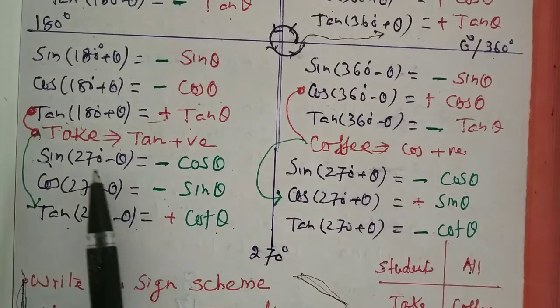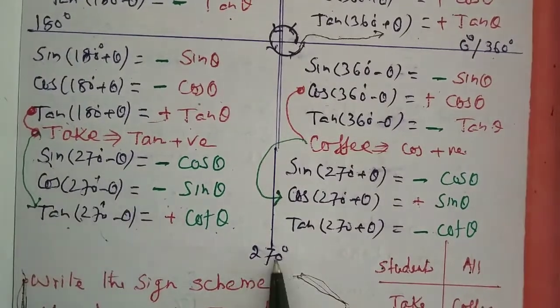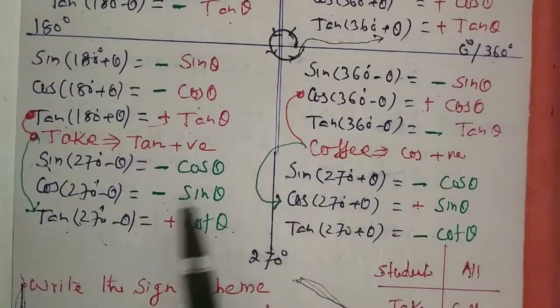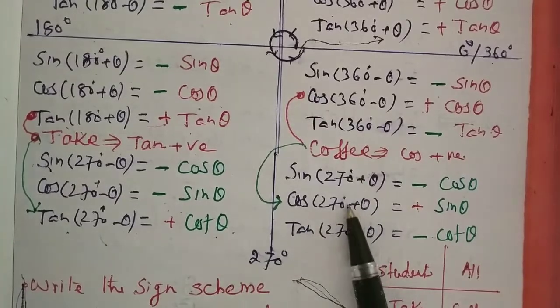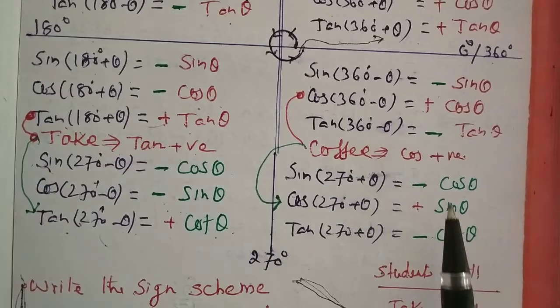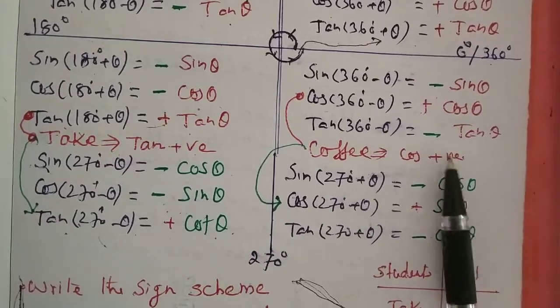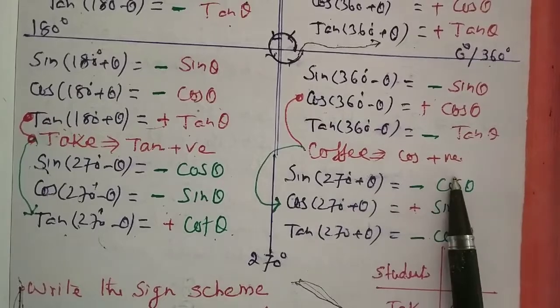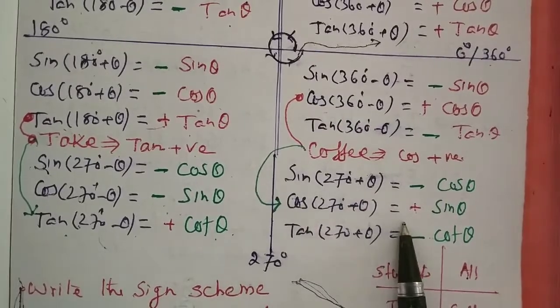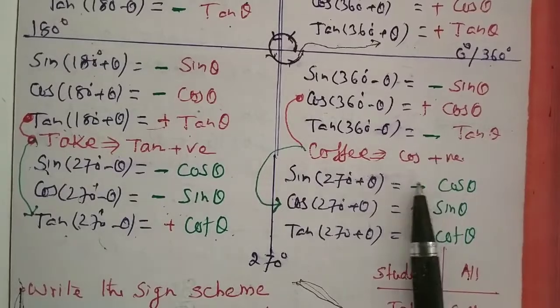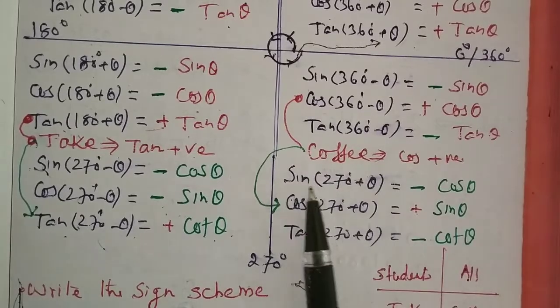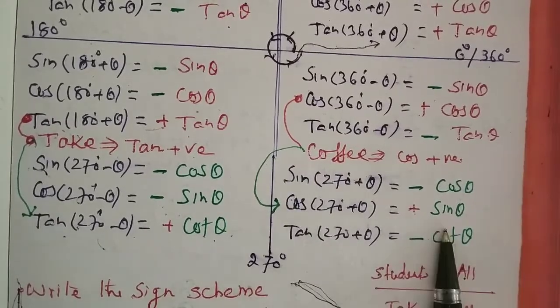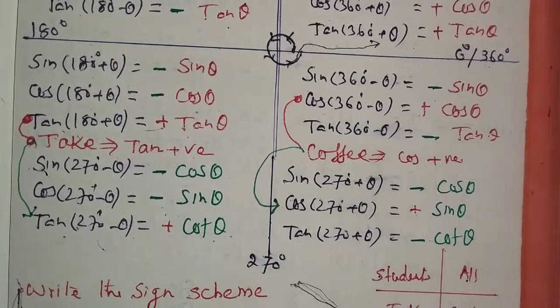But in case of 270 degree, this is the imaginary axis. On the imaginary axis, sine becomes cos, cos becomes sine, tan becomes cot. Likewise here, 270 plus theta lies in the fourth quadrant, 360 minus theta lies in the fourth quadrant. So in this quadrant, cos is positive, others are negative. On the real axis 360, sine, cos, tan, no change. But on the imaginary axis, sine becomes cos, cos becomes sine, tan becomes cot. And in this way we can remember this now.